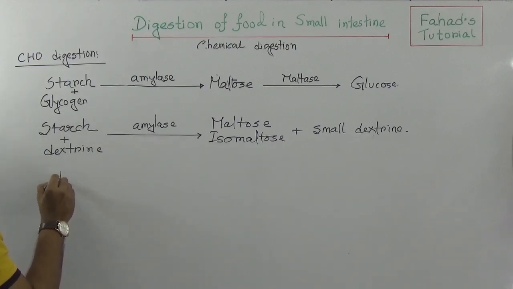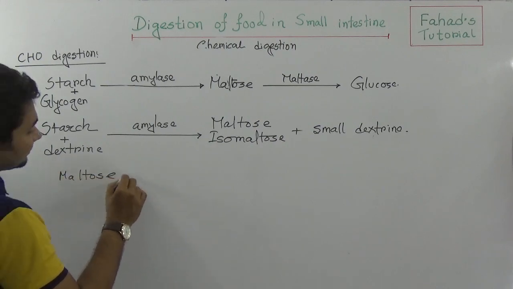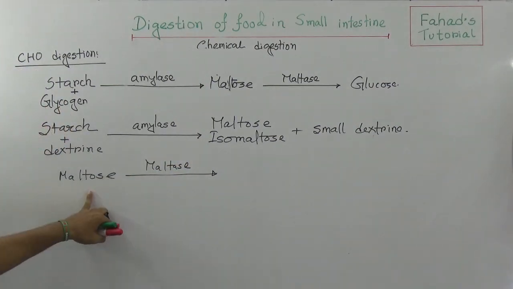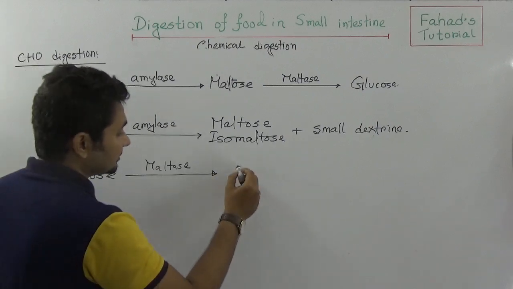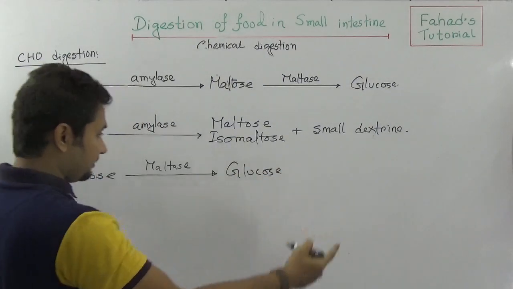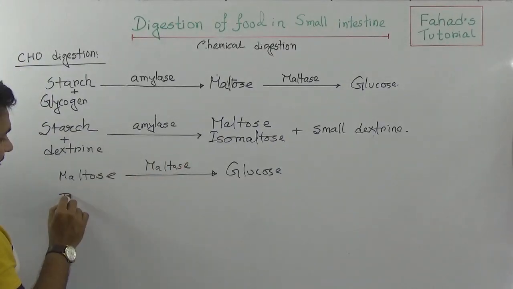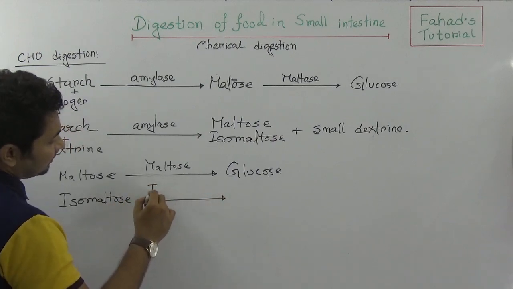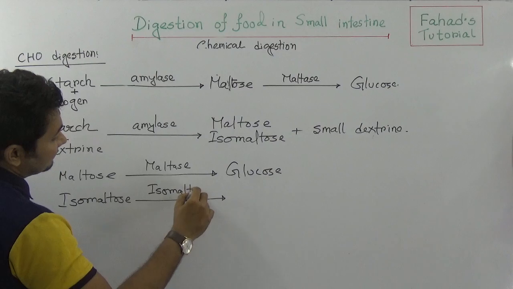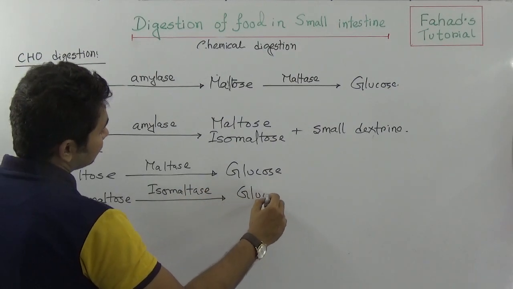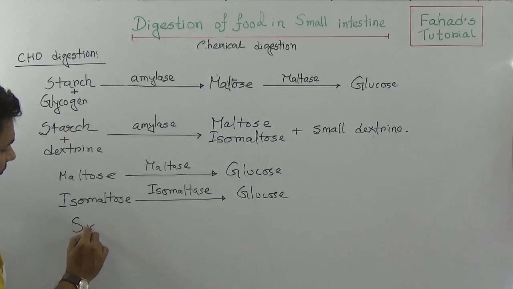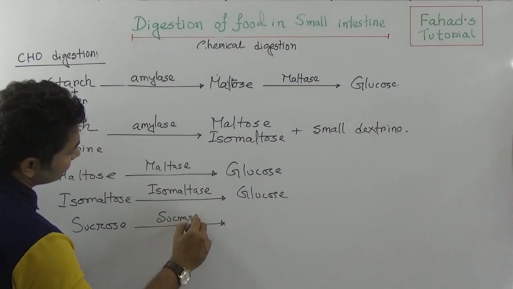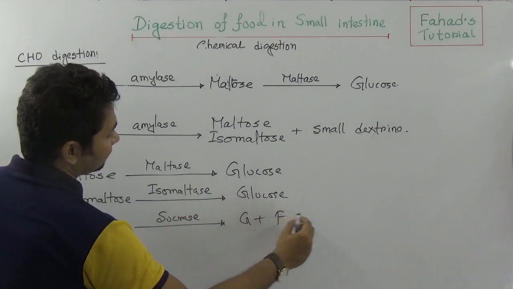Maltose will be broken down with the activity of maltase. So maltose is the substrate and maltase the enzyme, and it will produce glucose, because all carbohydrate will be turned into glucose. Isomaltose will be broken down with the activity of isomaltase, and again it produces glucose. If there is sucrose, it will be broken down by sucrase, and it will produce glucose and fructose.